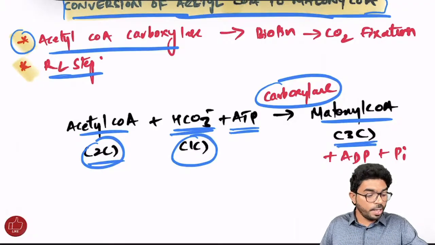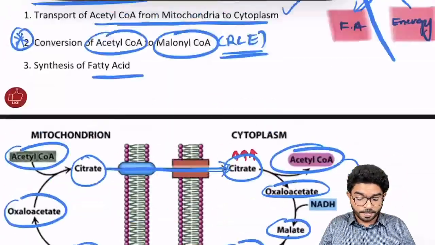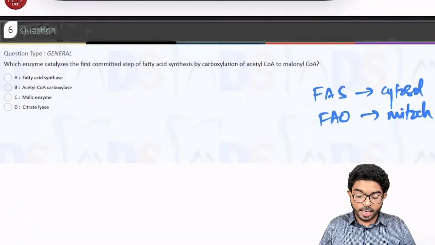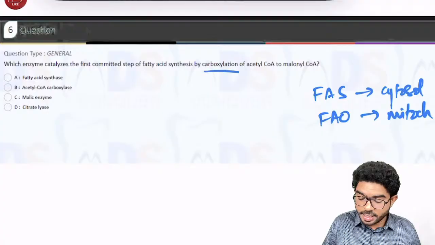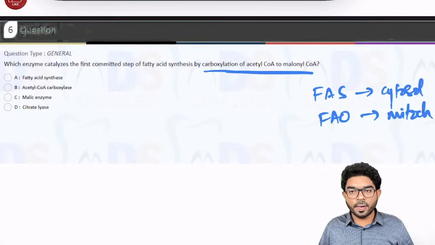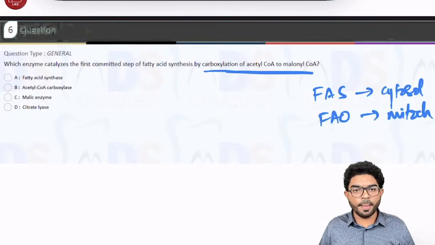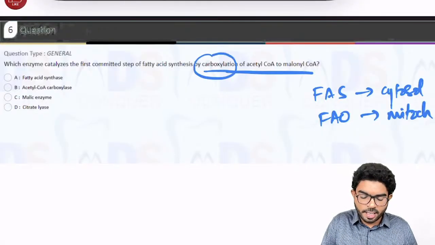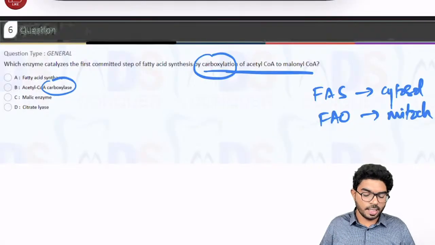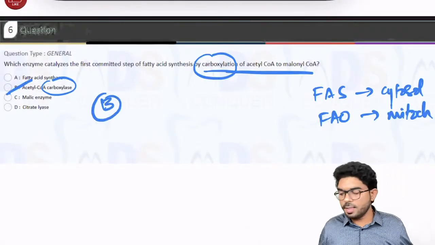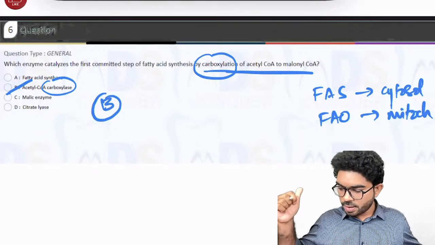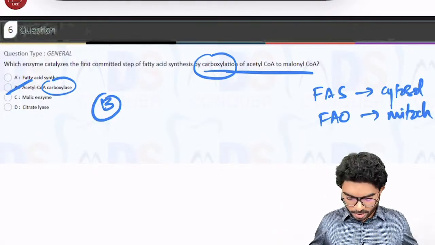Now I'm jumping into the question. They are asking which enzyme, by carboxylation, converts acetyl-CoA to malonyl-CoA. The answer is carboxylase. Very simple, right? Use common sense and you will get the answer. This is a rate-limiting enzyme. For the sixth question, the option is B. Guys, I want your quick response on the chat box.